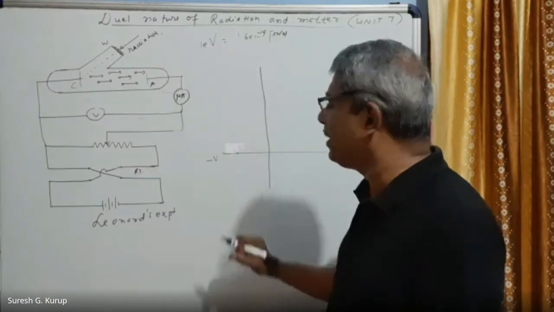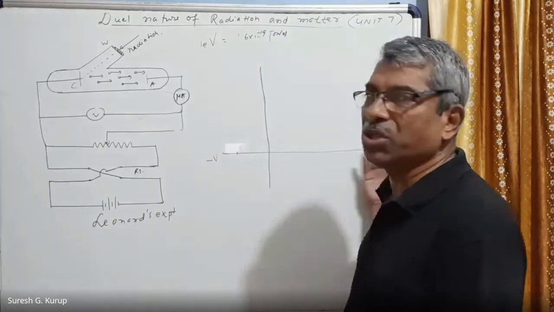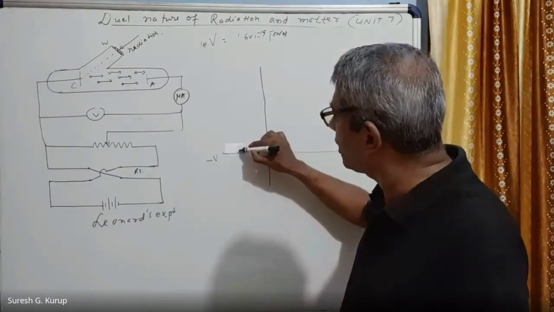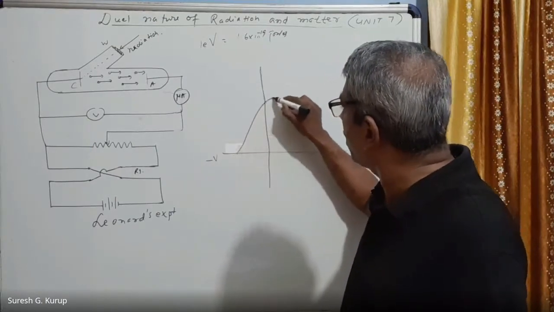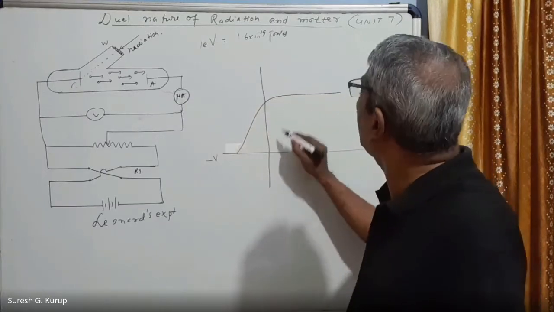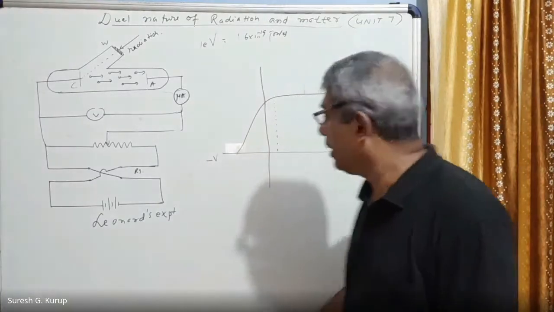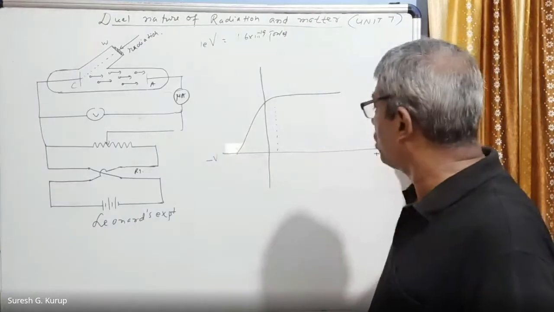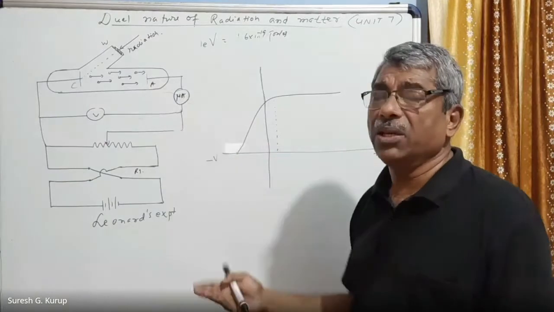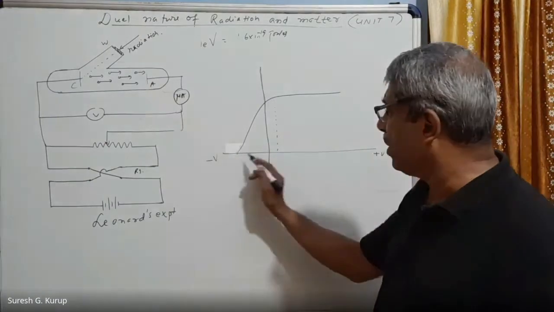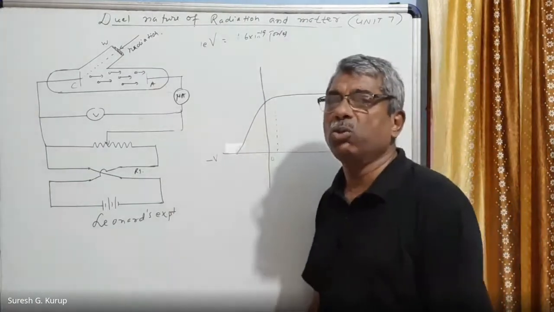When you increase the potential applied to the anode plate from negative to positive, you will see that the current goes on increasing. The microammeter will show an increasing current, and at a particular voltage the current becomes maximum and constant. On further increase of this accelerating potential given to the anode plate, there is no change in the current. So first it increases to a maximum. That maximum value is called the saturated current.